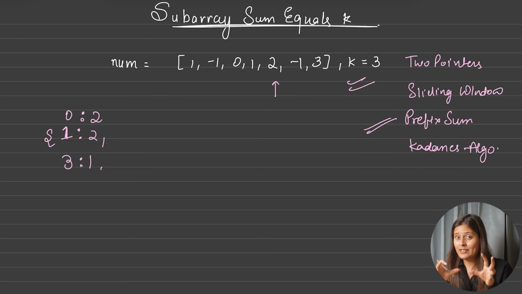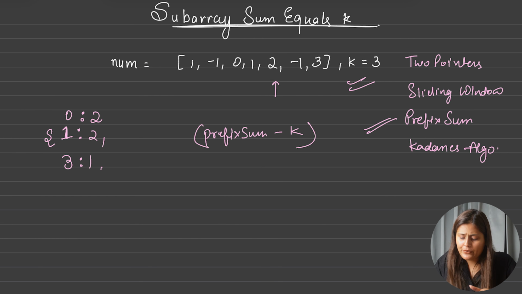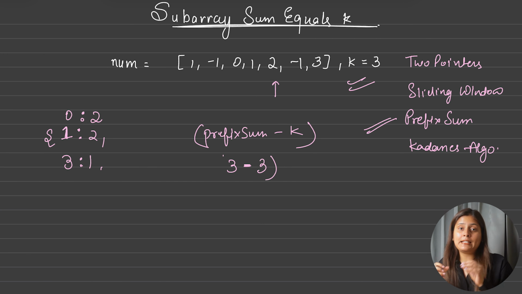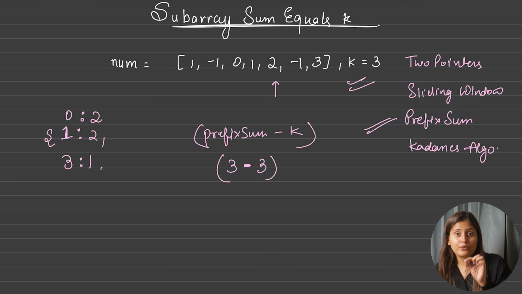But wait, isn't this the same value which we were looking for? Yes, this is the same value for what we were looking. But how to calculate the number of count, like number of subarrays? So basically to find the number of subarrays in the map, you have to check for current prefix sum value minus k. Means you are saying current prefix sum is 3 and the number I was looking for is also 3. So basically whatever the frequency count for this subtraction key, which is 0, that will be my number of subarrays till now.